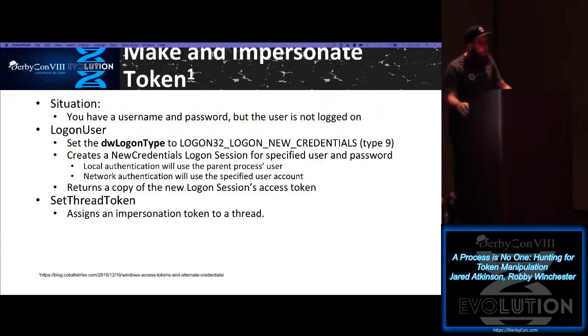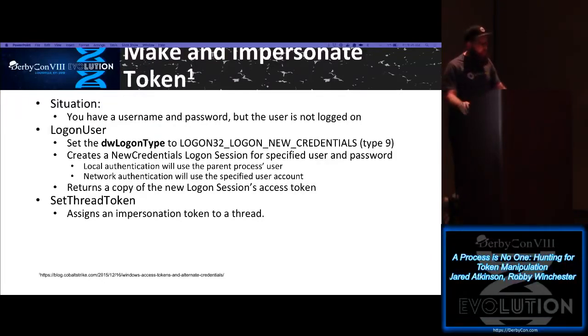All right, and the third is make and impersonate token. So this is where you have a username and password for a user that you want to target, but maybe they're not logged into the system that you're on. And so you want to somehow impersonate them, but you can't just steal a token directly. And so you call logon user with a specific logon type called LOGON32_LOGON_NEW_CREDENTIALS. And so this is a type 9. If anybody's ever used runas /netonly, that's exactly what that's doing, right?